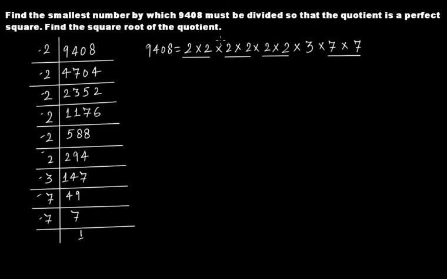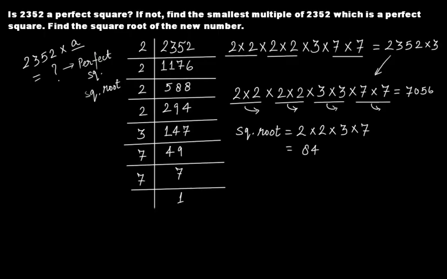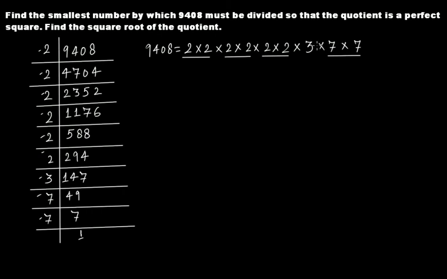It's asking now what you can divide this number by so that you get a quotient which is a perfect square. This is the prime factorization of 9408. If it had been asked what the smallest multiple is, you would have simply multiplied by 3 as we have done here, so that we get a pair of 3, and therefore your number will be a perfect square. But here it's not asking for the multiple, it's asking for the quotient.